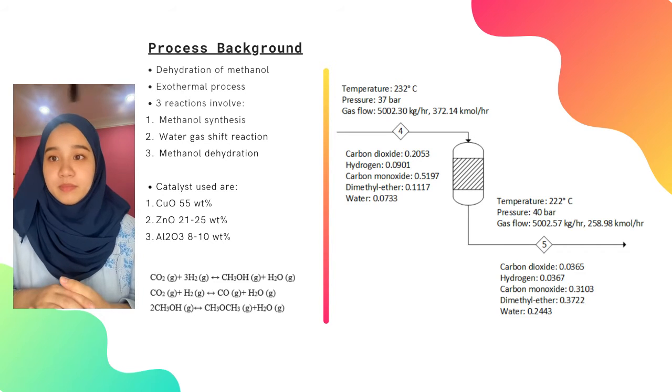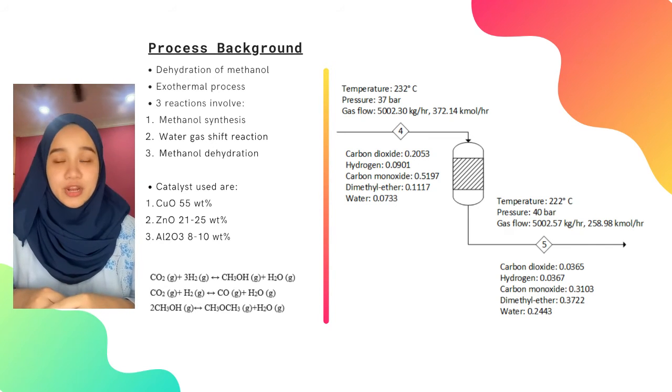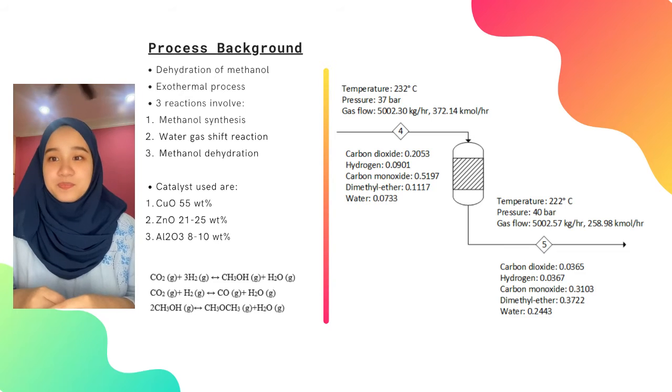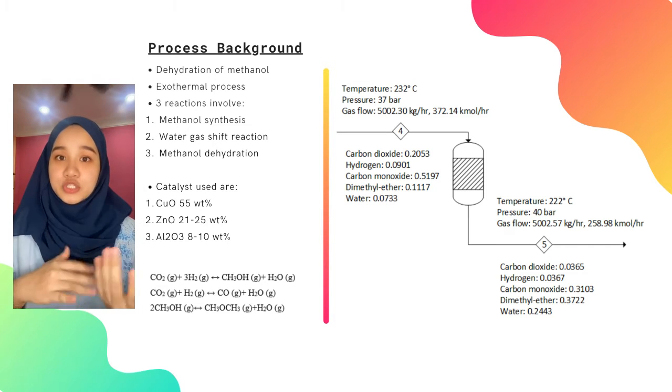The outlet stream is stream number 5 with a temperature of 222 degrees Celsius, pressure of 440 bar, and gas flow of 2.57 kg per hour. As we can see here, we can conclude that the reaction is a non-isothermal reaction. The outlet composition is carbon dioxide 0.0365, hydrogen 0.0367, carbon monoxide 0.3103, DME 0.3722, and water 0.2443. Here we can see that more DME is produced compared to the inlet stream.